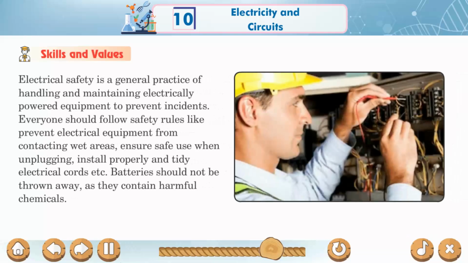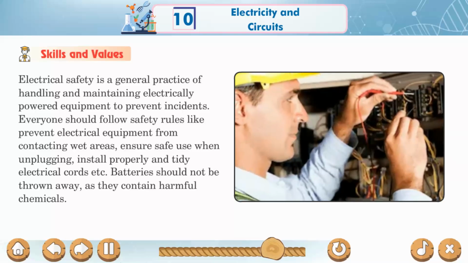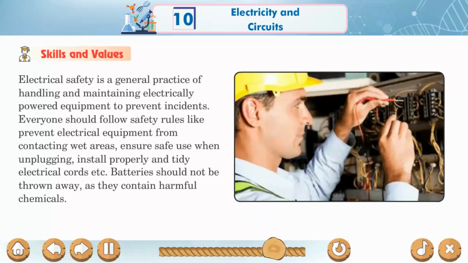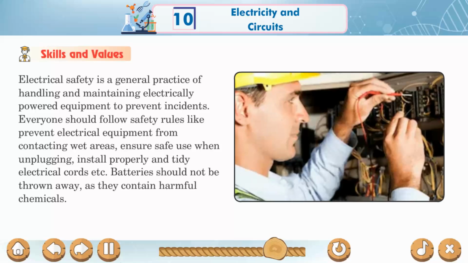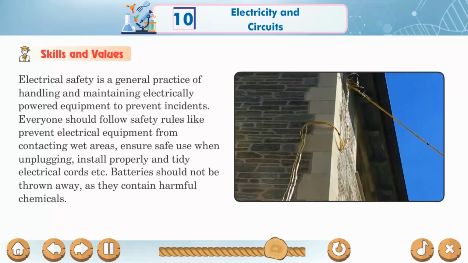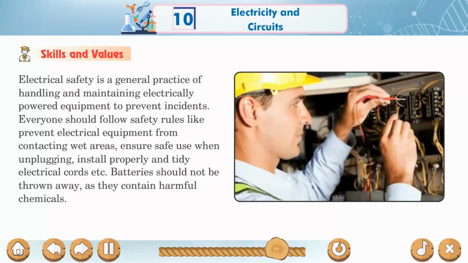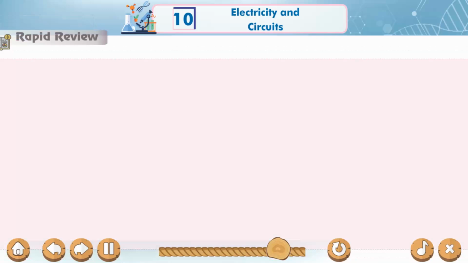Skills and values. Electrical safety is a general practice of handling and maintaining electrical powered equipment to prevent incidents. Everyone should follow safety rules like preventing electrical equipment from contacting wet areas, ensuring safe use when unplugging, installing properly and tidying electrical cords, etc. Batteries should not be thrown away as they contain harmful chemicals.